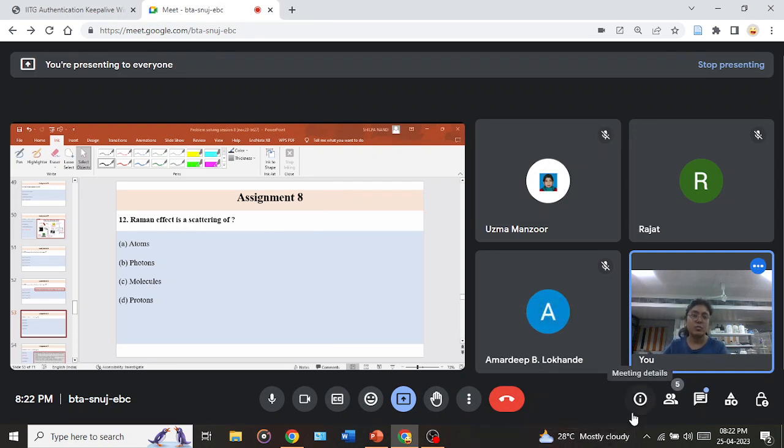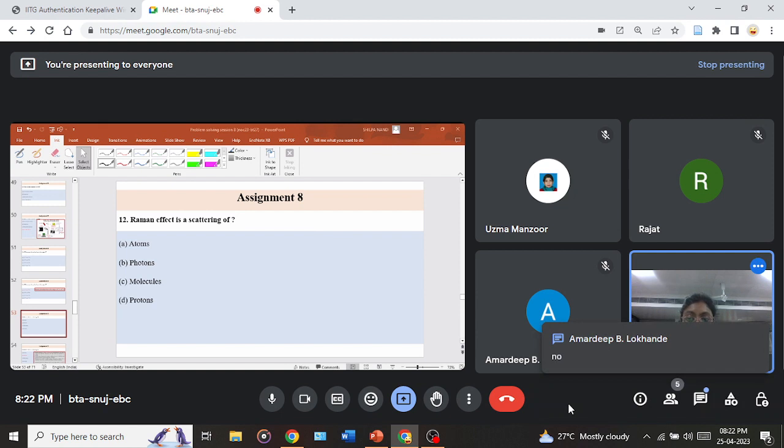Okay, so any doubt till now? Okay, so we have question number 12. Raman effect is a scattering of A, atoms, B, photons, C, molecules, and D, protons. So Raman scattering or Raman effect is basically the scattering of atoms, photons, molecules, or protons.